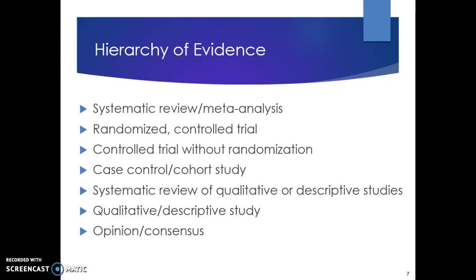So when you're looking through things and trying to look at what's the evidence for what we're doing on my unit, or changing to a specific thing that's out in the literature, you have to go by the hierarchy of evidence to make your decision. So again, systematic reviews or meta-analyses, which are many quantitative studies that have all been analyzed together, are the highest level of evidence that's out there on a subject.